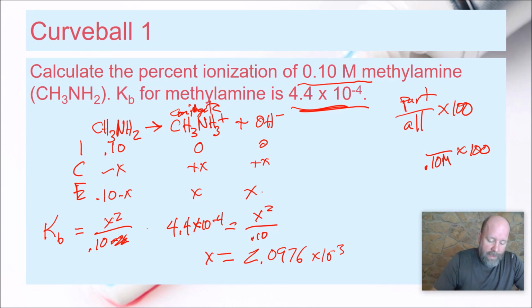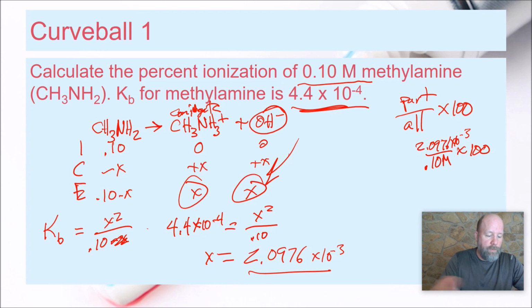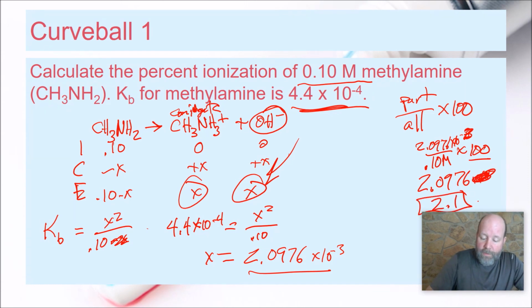So that x, that's our concentration of hydroxide. That's how much it's ionized. It's also the concentration of the other ion. So that x is how many of them are ionized. So percent ionization is this divided by that. So it's going to be 2.0976 times 10 to the negative third over 0.10. Actually, what that's going to make is 2.0976, so let's just call it 2.1. So the answer is 2.1, and that's a percent, so 2.1%.